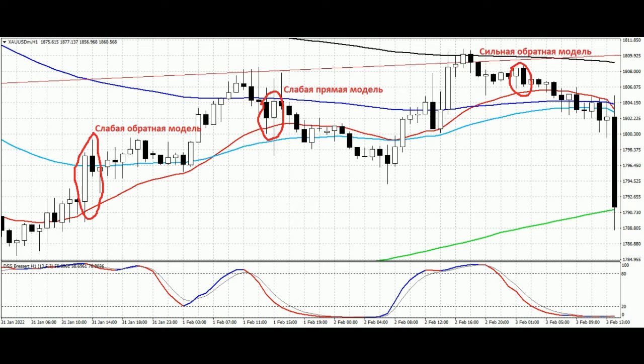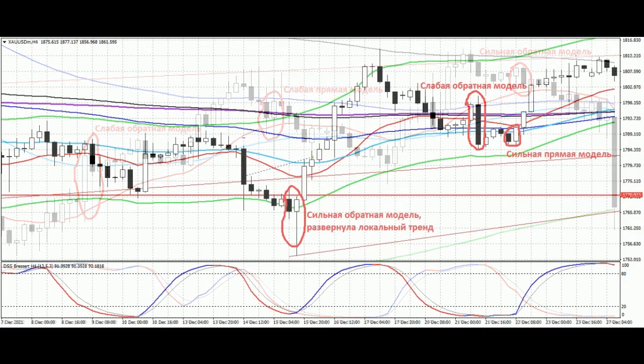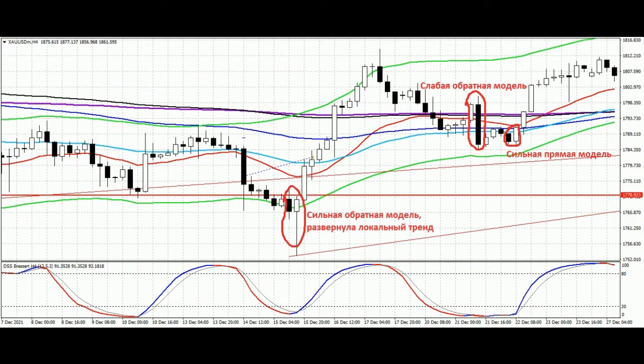In more detail about the types of models and the nuances of classification, I will repeat, it is described in the Trading Strategy Manual. In conclusion, I'll say that I think the essence is clear: what kind of pattern we are looking for on the chart in order to consistently earn a living.